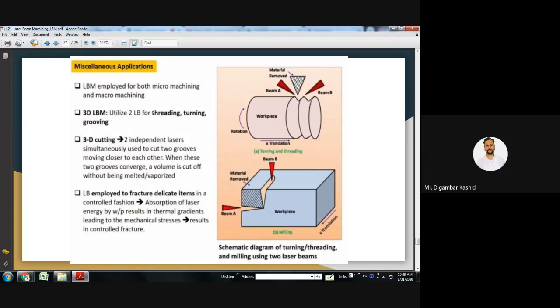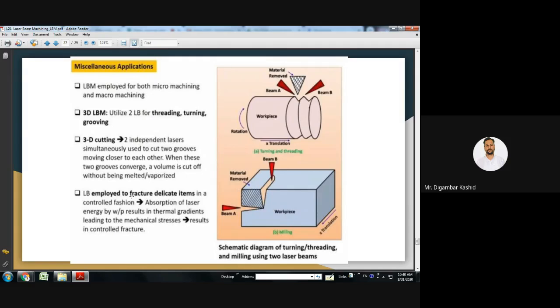The laser beam can also be used for miscellaneous applications, like turning, threading and grooving operations. In that case, more than one independent laser heat source is used. Here you can see in this diagram, this is one laser, the red colored beam, I have shown beam A and beam B.